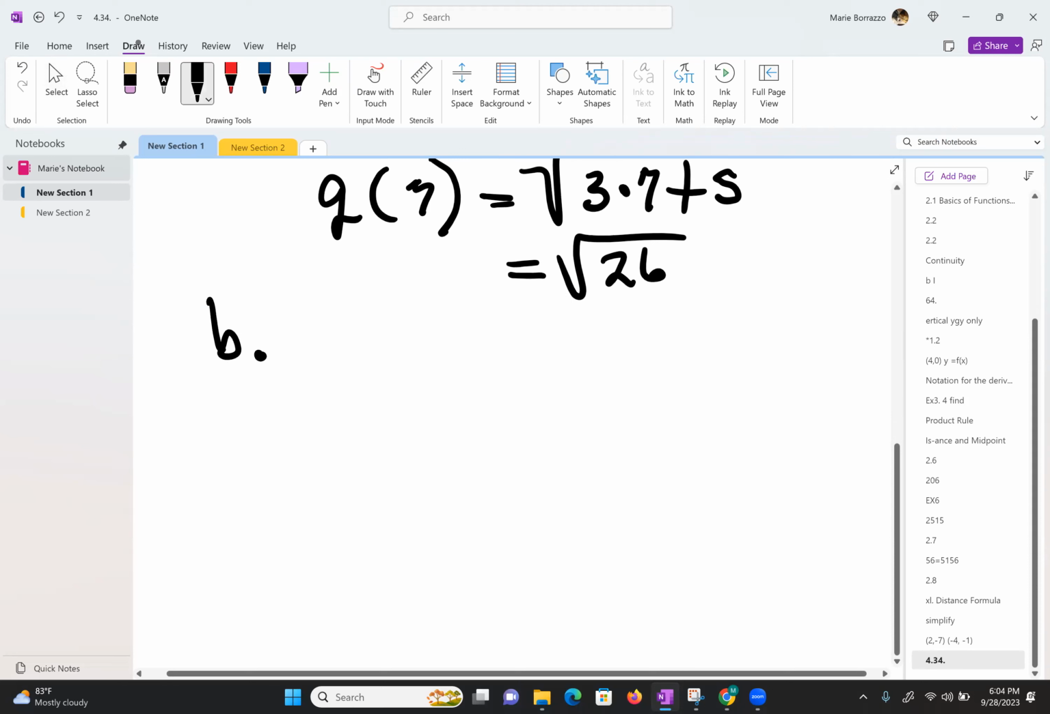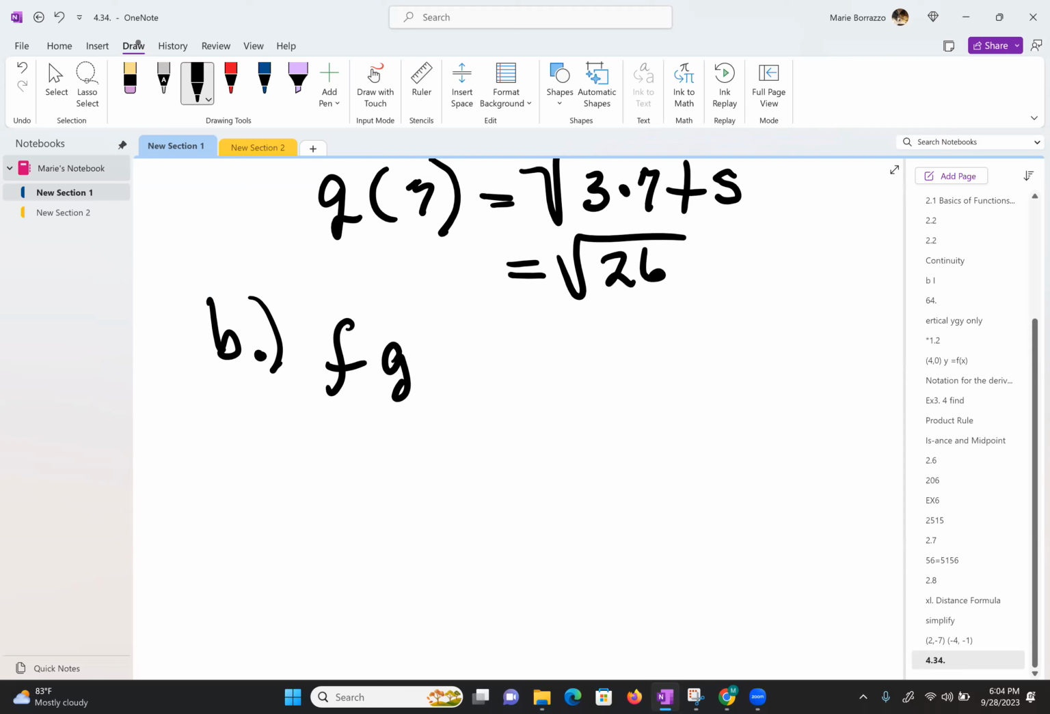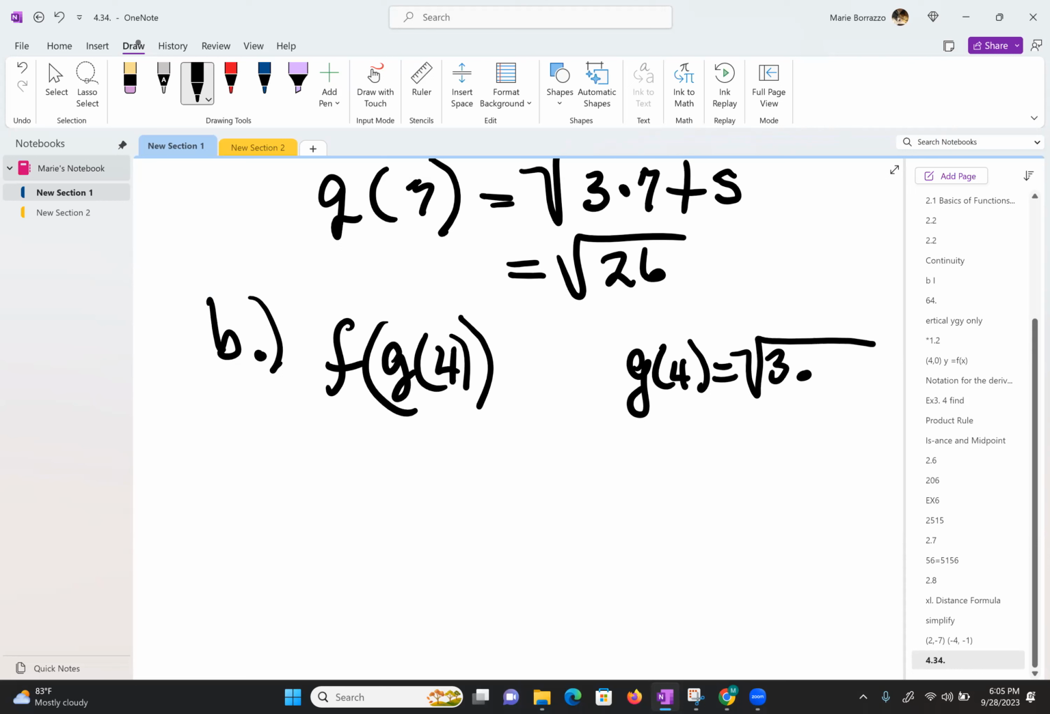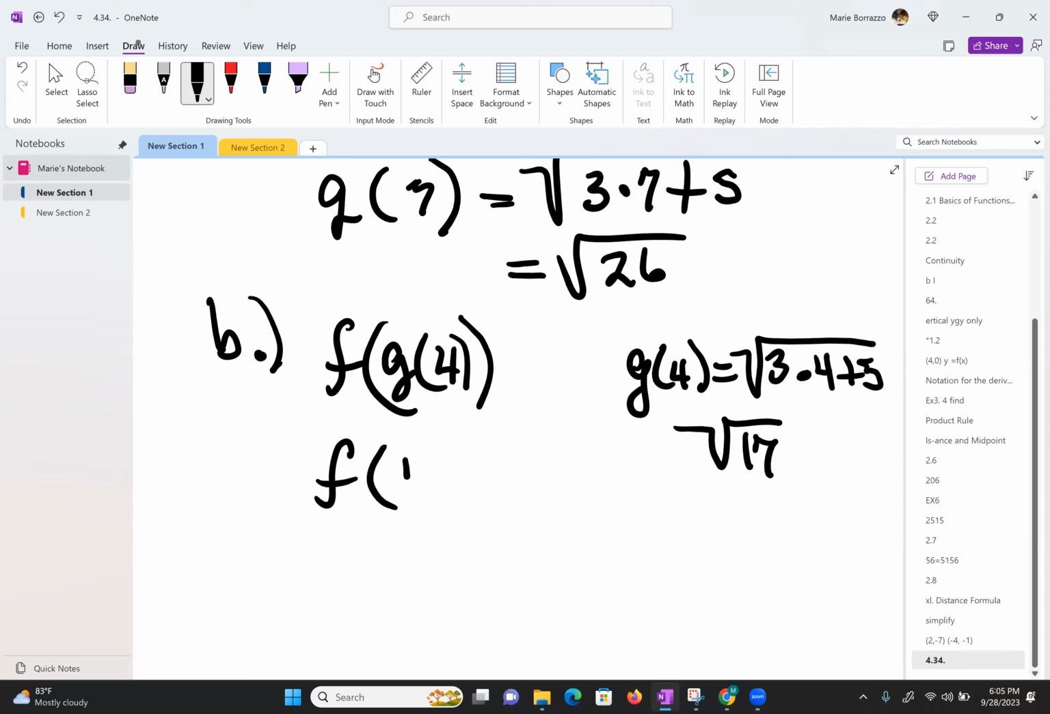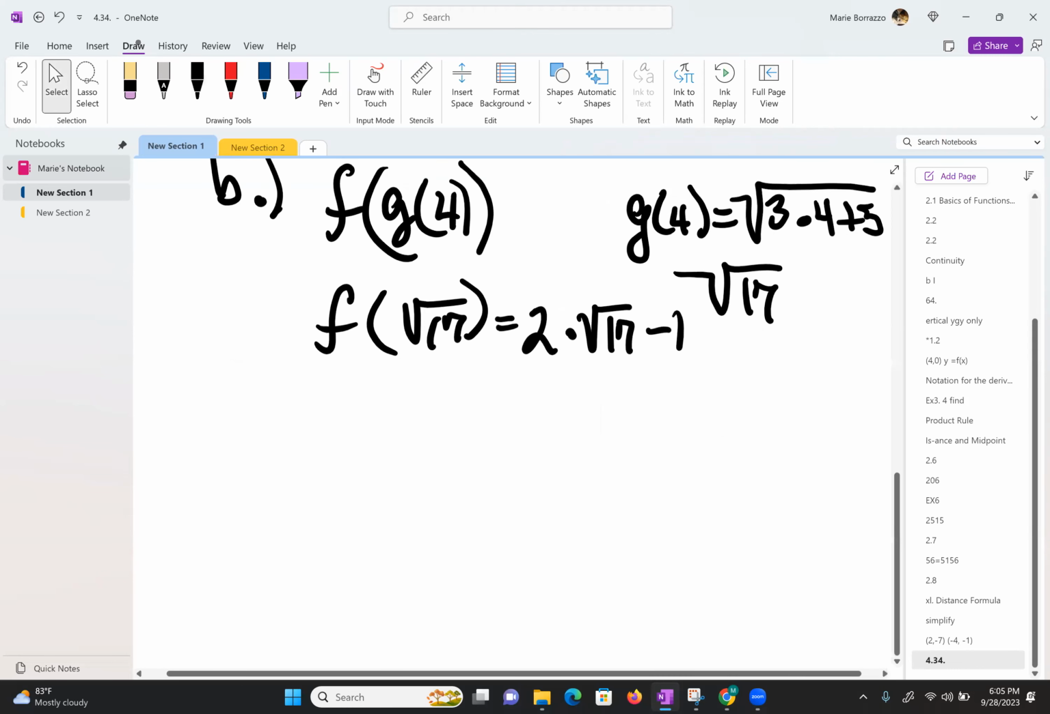I'll do example B for the sake of refreshing your memory as well. What if we do f of g of 4? In this example, we begin with, well, what is g of 4? In our example, that is the square root of 3 times 4 plus 5, which is in essence the square root of 17. So what we really have here is f of the square root of 17. If we take our function for f of x, this will be 2 times the square root of 17 minus 1. And I would assume we could leave it like this because they're not asking us to go any further.